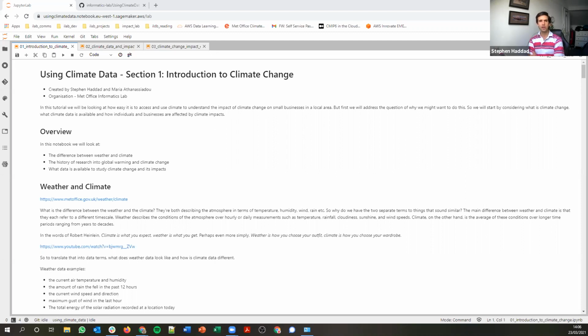So today I'll be going through some material about climate data primarily, and thinking about how you can easily make use of the climate data that's available to start thinking about the impact of climate change on your business and incorporating that into future business plans.